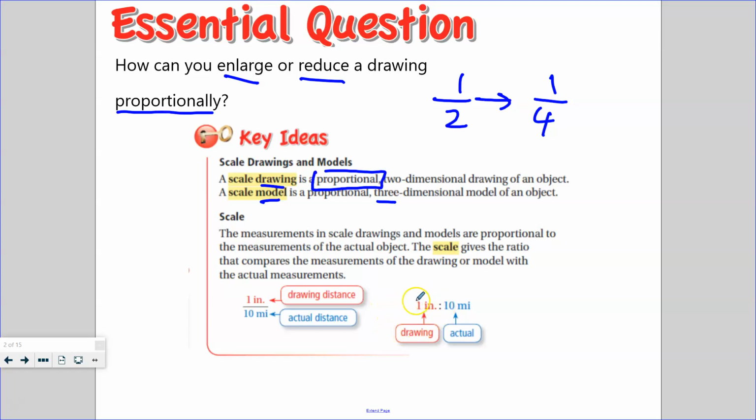So again, the first unit in the ratio is from the drawing, and the second unit is the actual distance. So on the map, it'd be 1 inch, but every 1 inch on the map would be 10 miles. So 1 inch, 10 miles. If you had 2 of these, you would have 2 inches, so we go 20 miles.